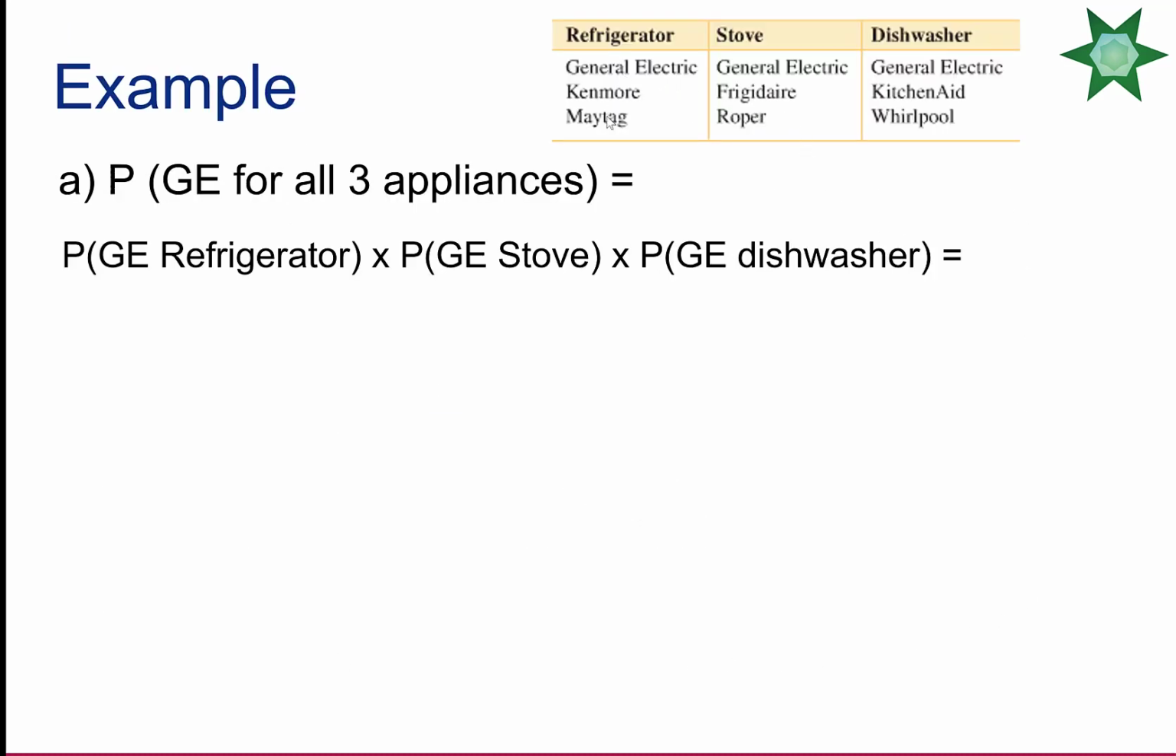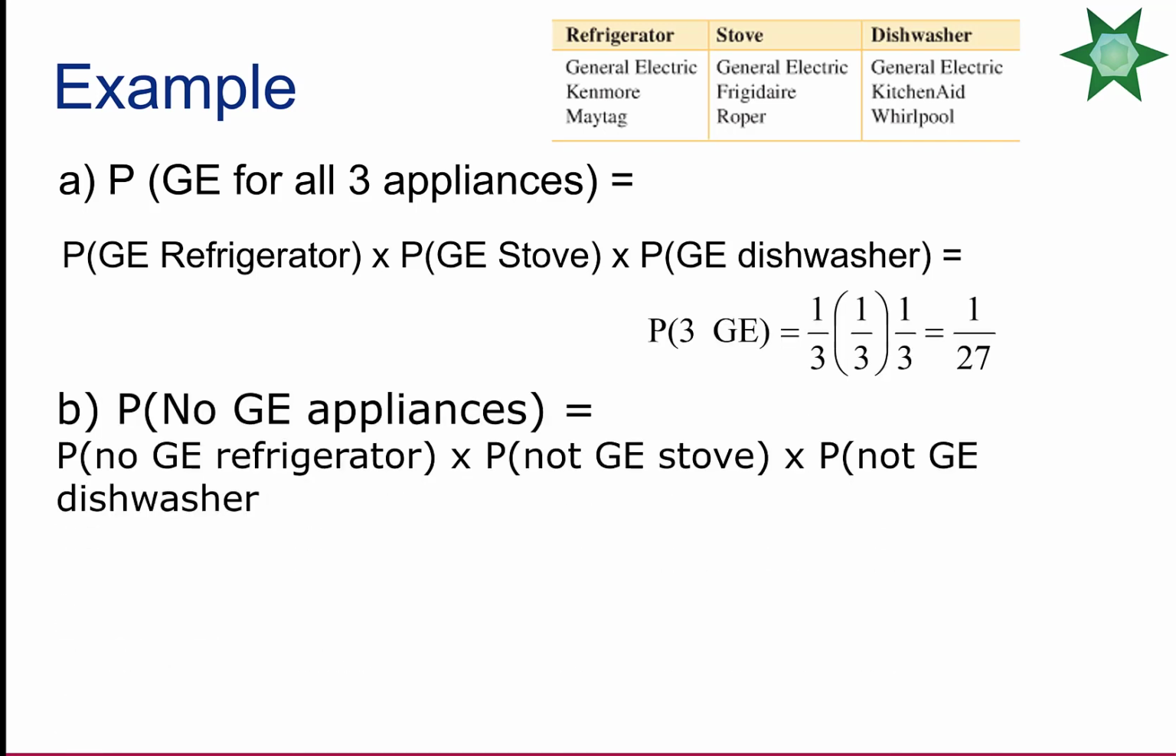So the probability of getting a GE refrigerator, we notice there's 3 selections, and if we're going to pick GE, it's 1 out of 3, 1 out of 3, 1 out of 3, and that comes out to be 1 out of 27. The probability of no GE appliances. So in each category, there's 2 out of the 3 that are not GE, so we come up with 8 out of 27.